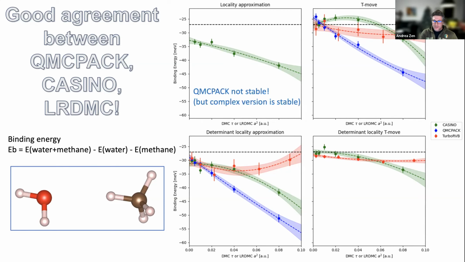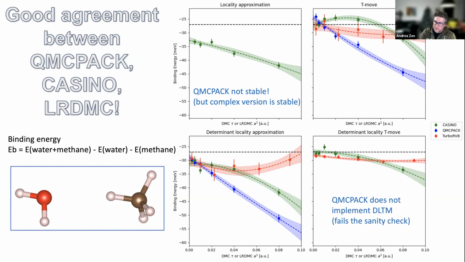We don't have QMCPACK and Turbo RVB results for the locality approximation because essentially the simulation is not stable, so I couldn't do the calculations. Although I noticed that it would be stable with the compressed version of the code, but then the time step dependence would be slightly different from the other schemes.